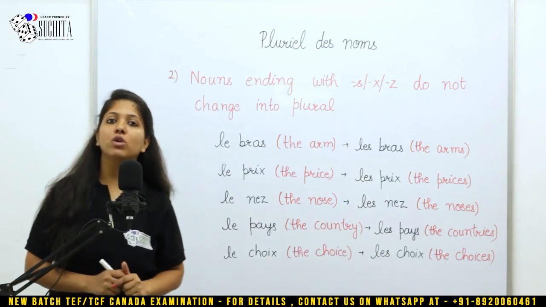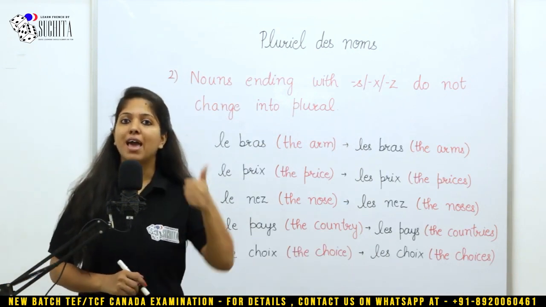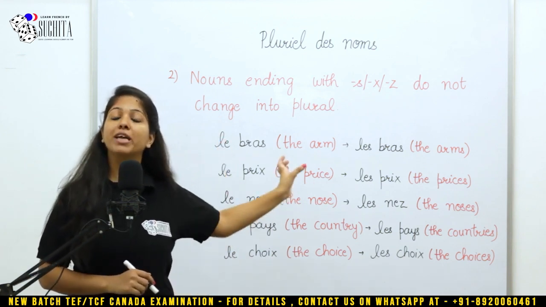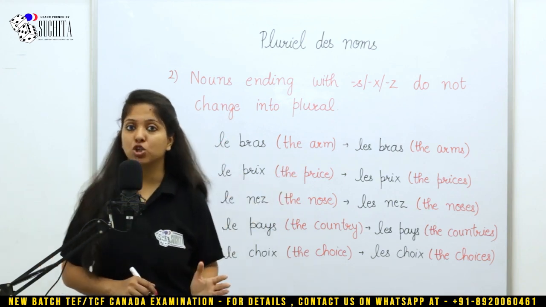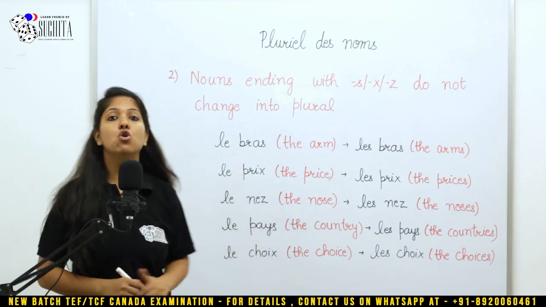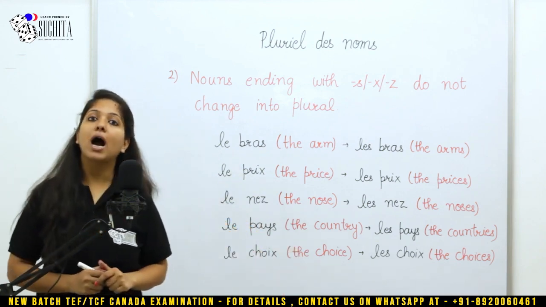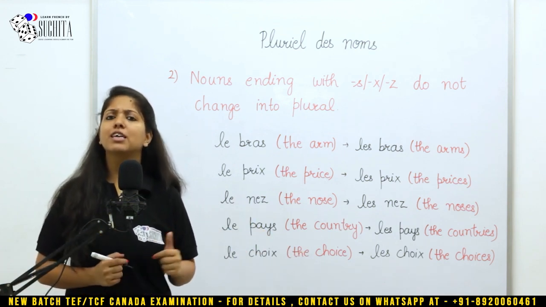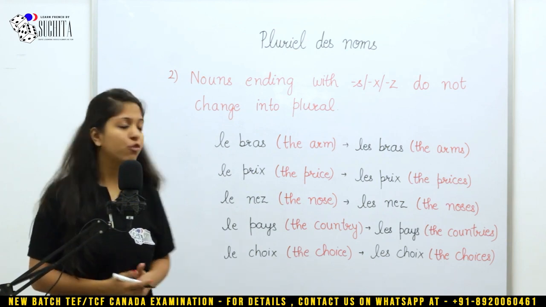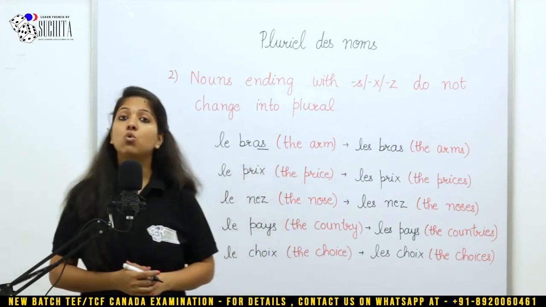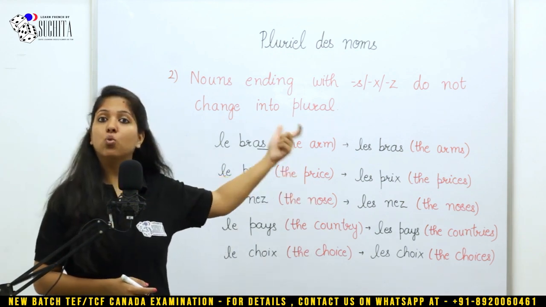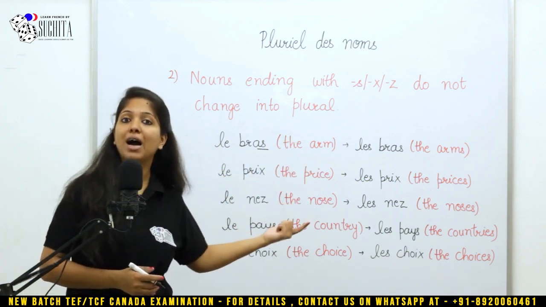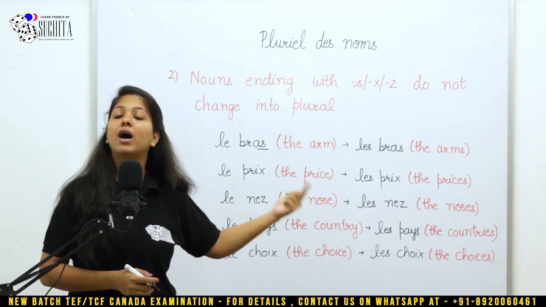Let's continue with the second rule, and that is nouns ending with S, X or Z, they do not change in the plural. That means when you make the plurals of those, there will not be any change. Allez, le premier exemple, le bras. Le bras, which means the arm. Now, the plural would be les bras. Did you notice one thing, that it already ends with an S in the singular form? So, while making plural, there was no change in the word. However, the definite article le, yes, that changed into les. So, le bras, the arm, les bras, the arms.